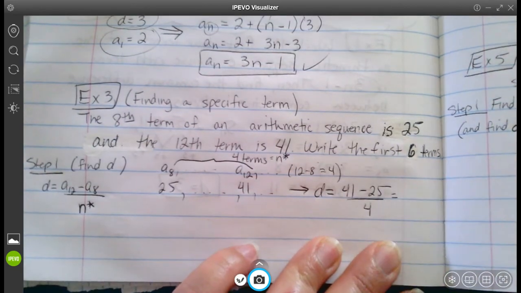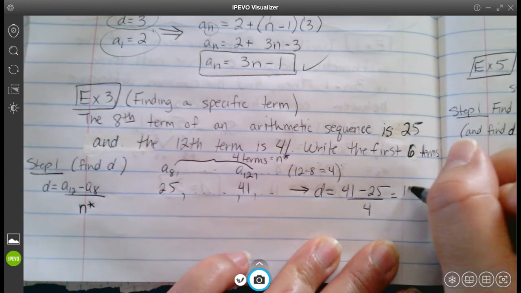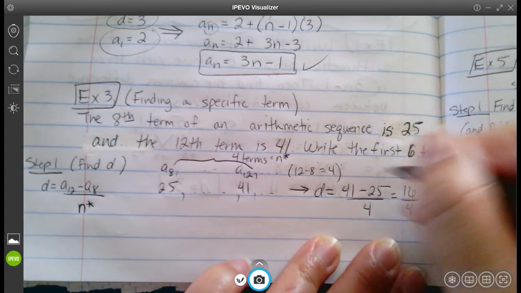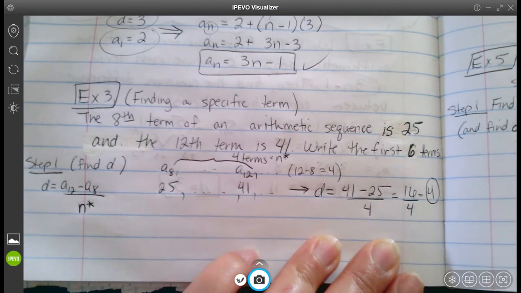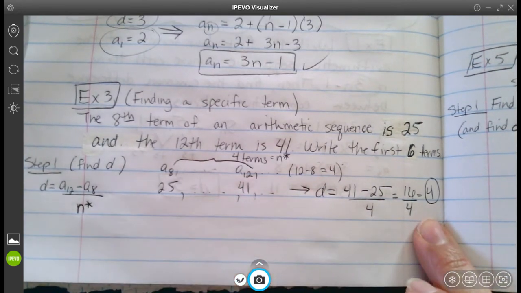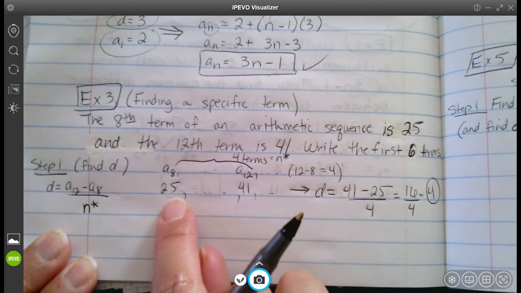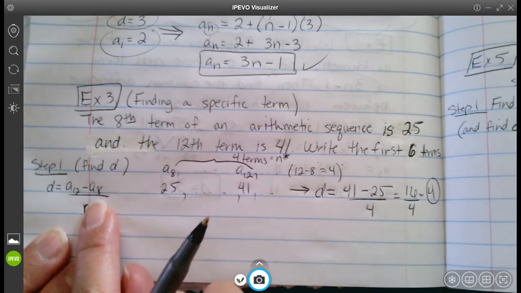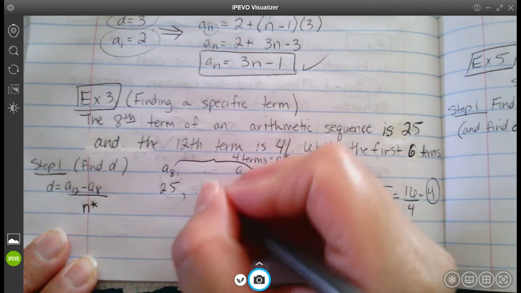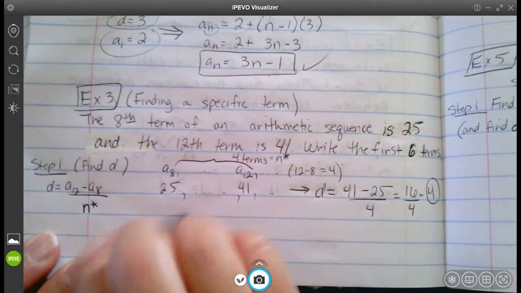So 41 minus 25 is 16. Divided by 4 is 4. So it looks like our common difference is 4, which means, since I have the 8th term, I can just subtract 4 to get the other ones. To get the 7th term and then the 6th term and so forth.